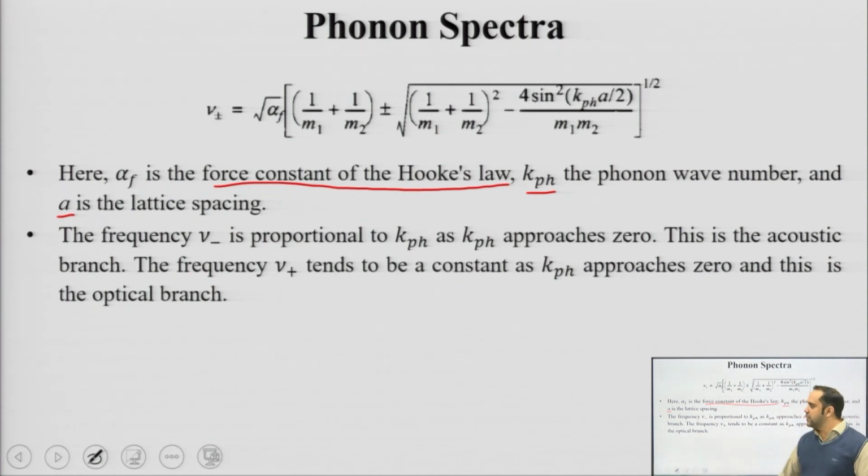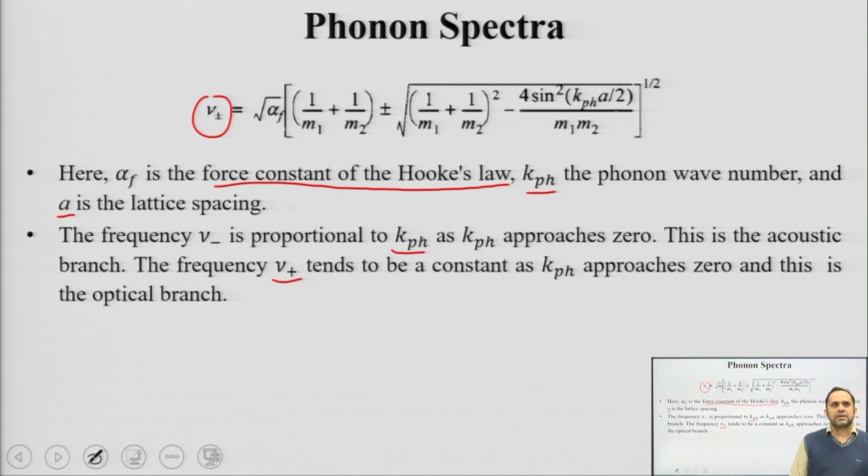As I said, there are two possible modes denoted by this plus and minus sign here. The minus sign, so frequency nu minus is proportional to this wave number, okay, as this wave number approaches 0. So, for lower values of wave number, this mode of frequency is proportional to it. This is known as the acoustic mode or acoustic branch. Okay. And the other mode nu plus, it tends to be a constant as your wave number approaches 0. So, you can say that it is more or less independent of the wave number. Now, wave number is a measure of momentum. Okay.